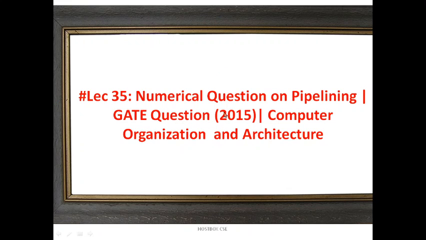Today we are going to solve a problem on pipelining. That is a numerical question on pipelining. The question was asked in the year 2015 on the GATE exam. Let's go for today's session and solve it.